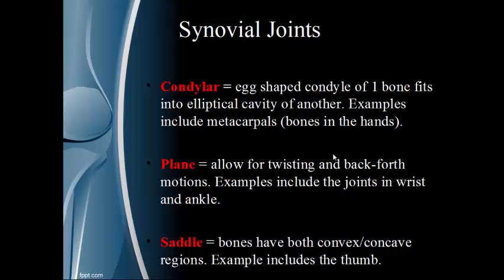Next one, plane, or also called gliding. These allow for twisting and back and forth motions. You'll see these in the joints of the ankle and in the joints of the wrist. And the last one here is saddle. The bones have both a convex and a concave region to them. And a good example of this is the thumb. The thumb can not only flex and extend, but also can spin around. So this is the only place you'll find the saddle joint, in the thumb.